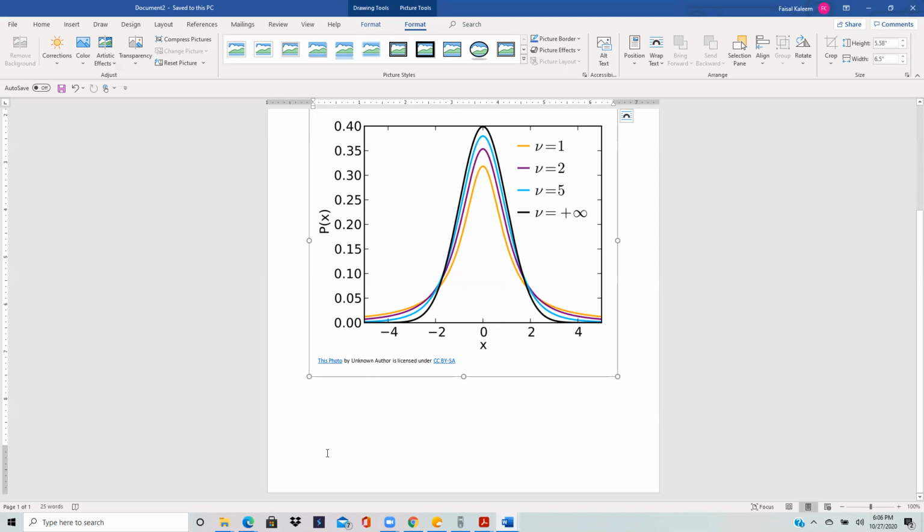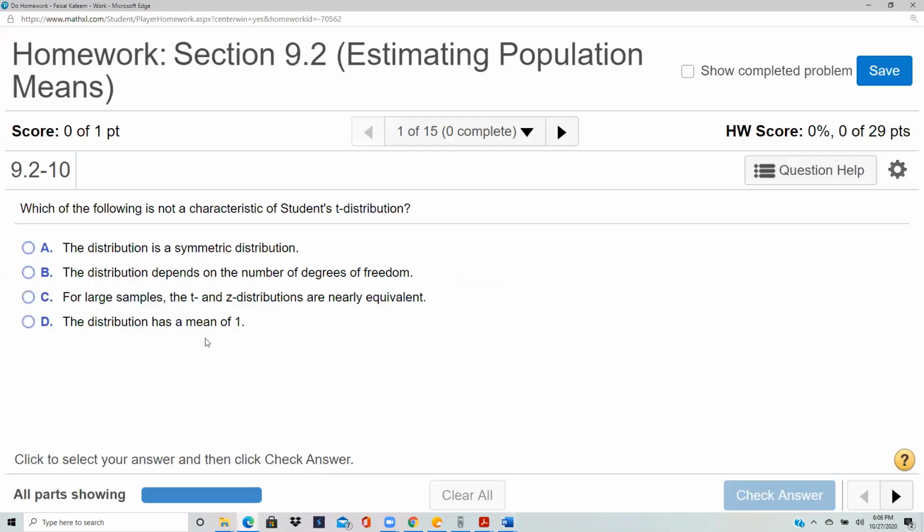So let's see, with this introduction, if we can answer the question, which of the following is not a characteristic of students t? The distribution is symmetric. No, this one is a characteristic. The distribution depends on the degrees of freedom. This is also a characteristic. As we saw, degrees of freedom is 1 less than the sample size, and it keeps changing as the sample size keeps changing. For large samples, the t and z distributions are nearly equivalent, right?